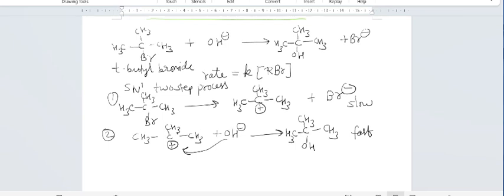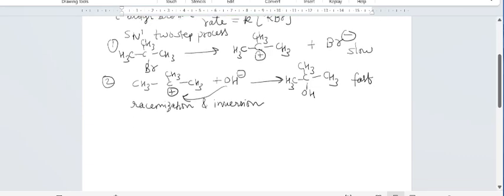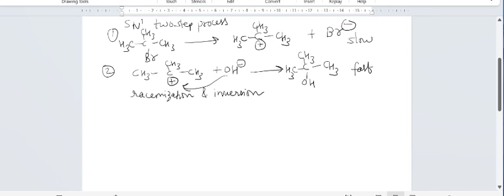And in this reaction, there is racemization and inversion, both taking place because both the back side and the front side of the carbocation are available for the attack. Now we will see what happens in case of the SN2 reaction mechanism.